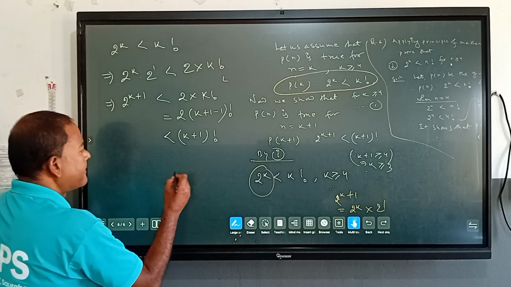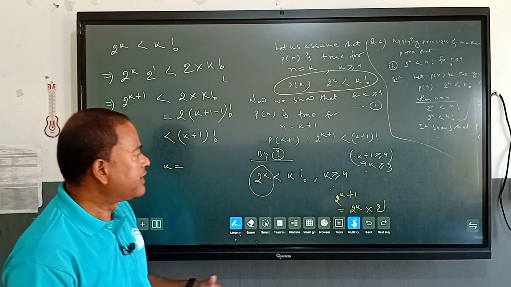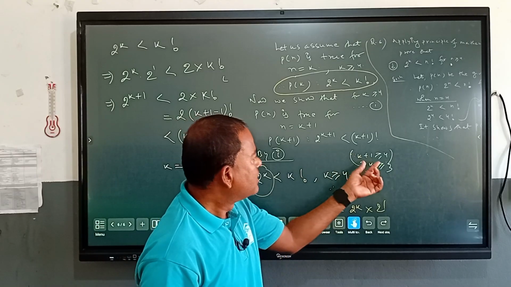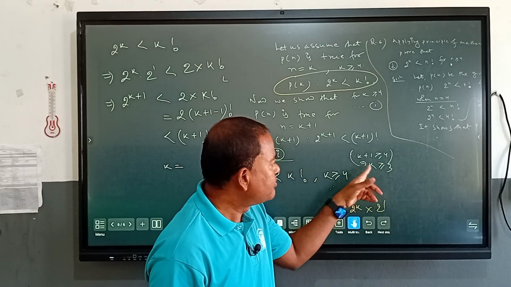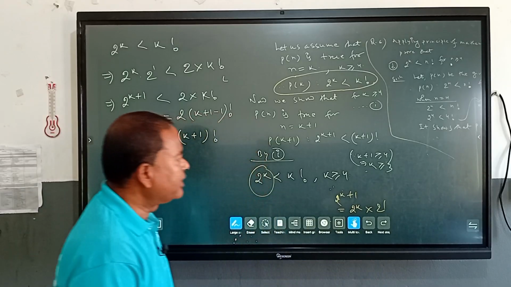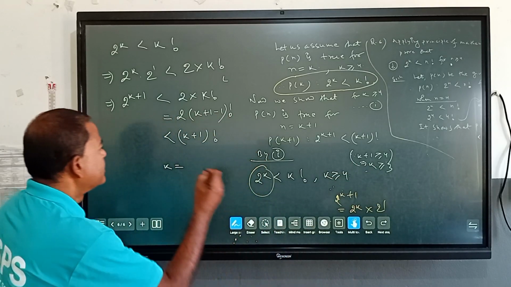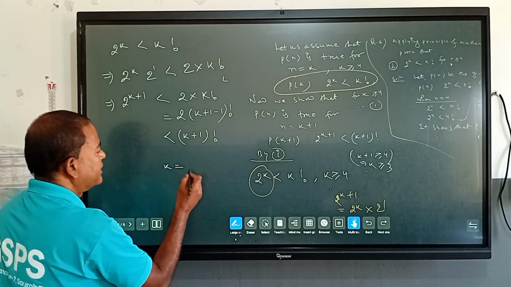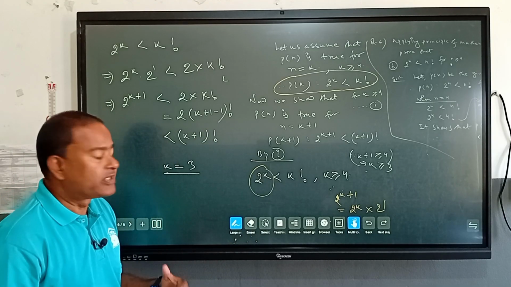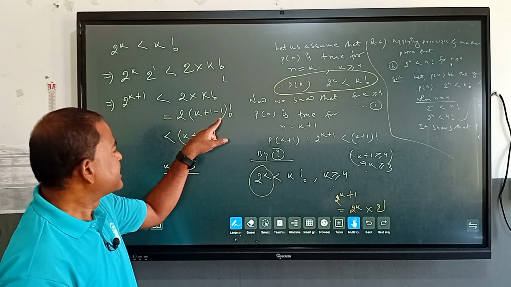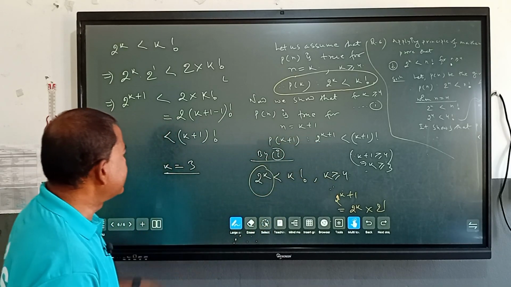So dear students, let's put the value of k. We can put the value of k as 3. Let's check whether it is true by putting the value of k as 3 or not. We can put the value of k greater than or equal to 3. So if we put the value of k as 3, we are just checking whether we can write this whole expression less than k plus 1 factorial or not. So we have to check it.